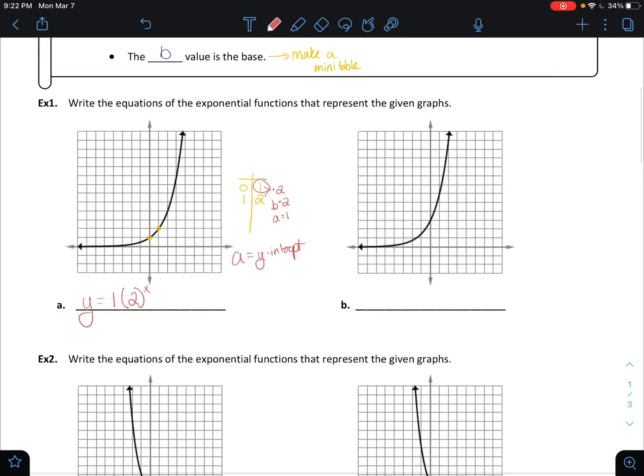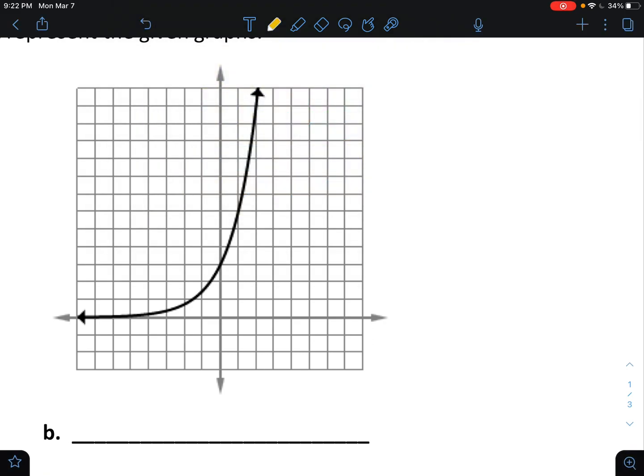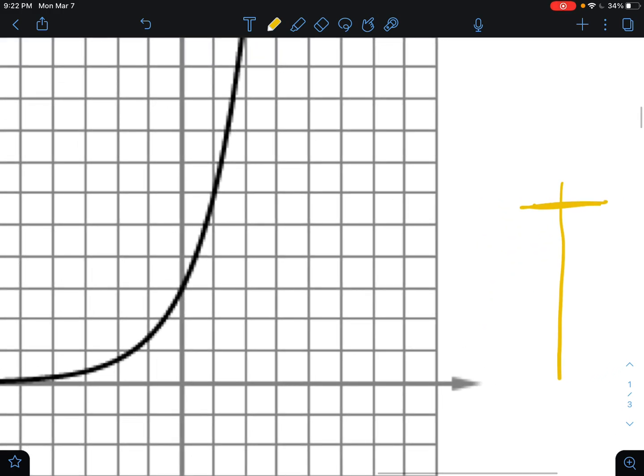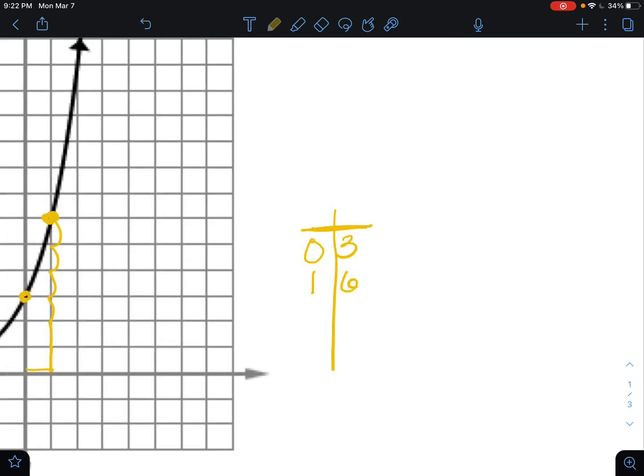Alrighty, let's do the same thing on the next one. We're going to start by making our little mini table, just like we did in that warm-up. I can't tell what any of these points are over here, because none of them are right on an exact point. So I'm going to start with 0, 3. And I pick the very next point at 1. So I go over to 1 and up to 1, 2, 3, 4, 5, and 6. So 1, 6. So I need to think, how do I go from 3 to 6? We only multiply, and that's where we're multiplying by 2. So my b value is going to be 2.